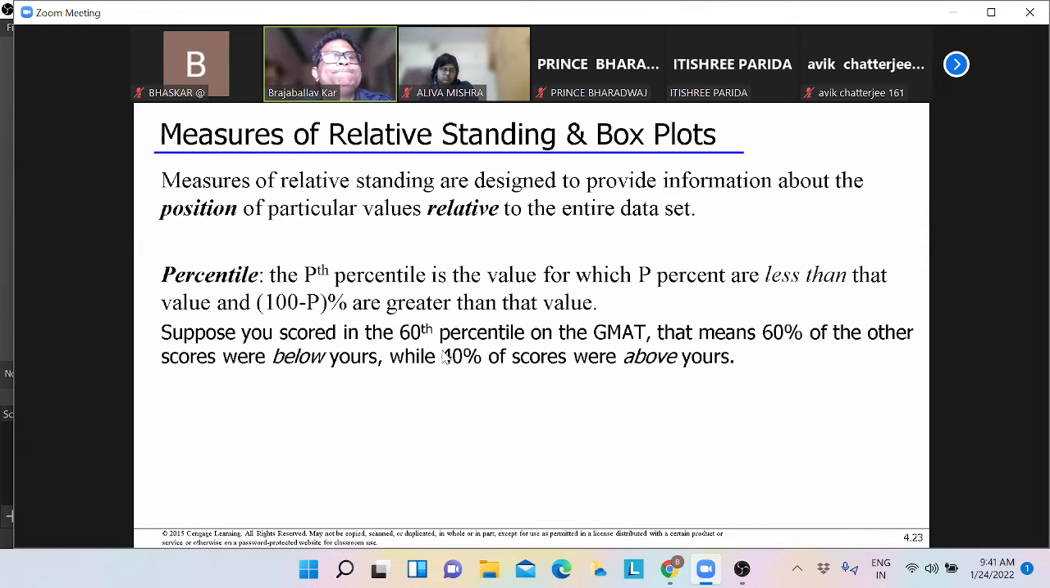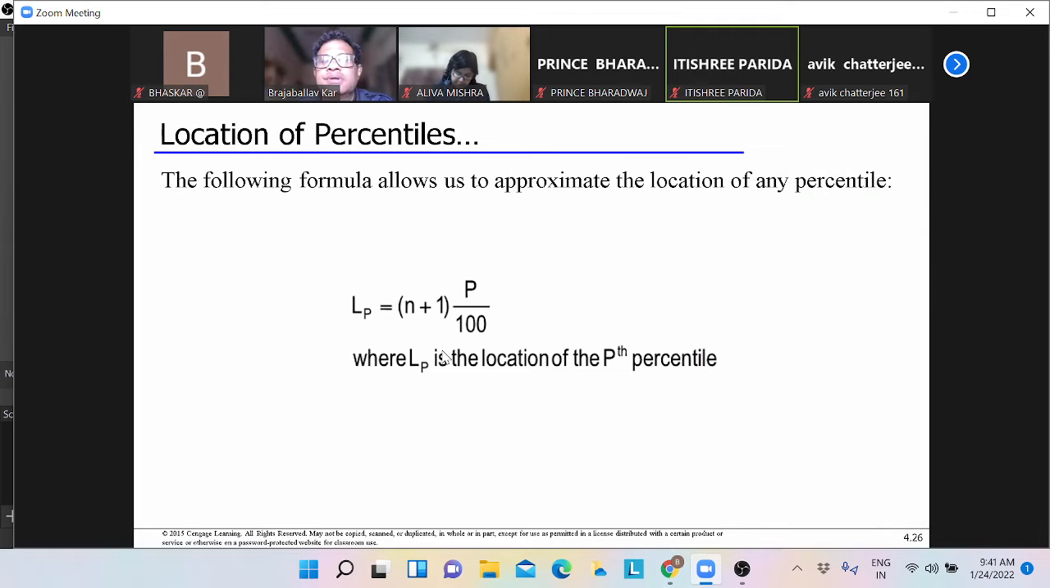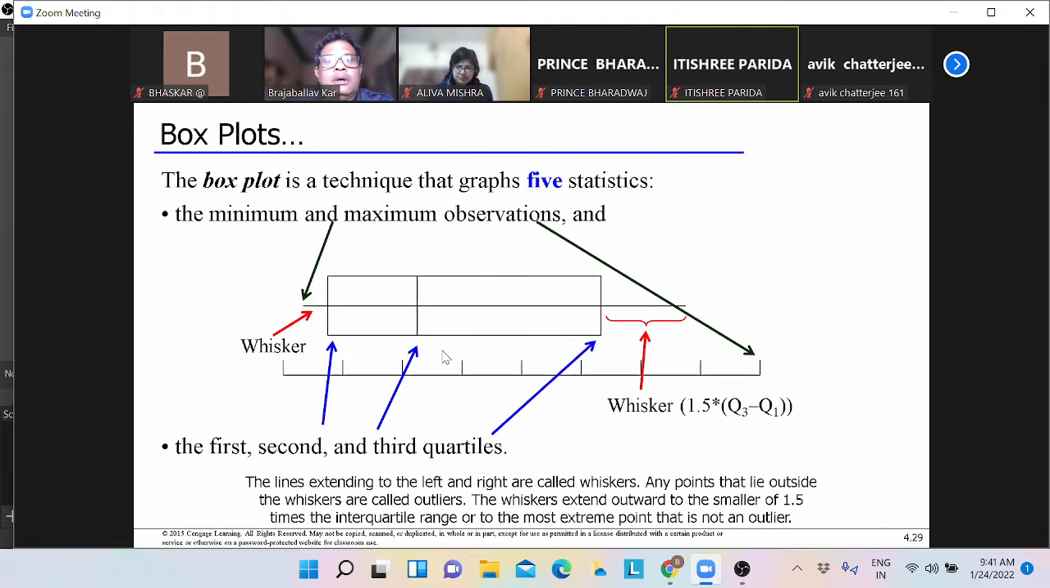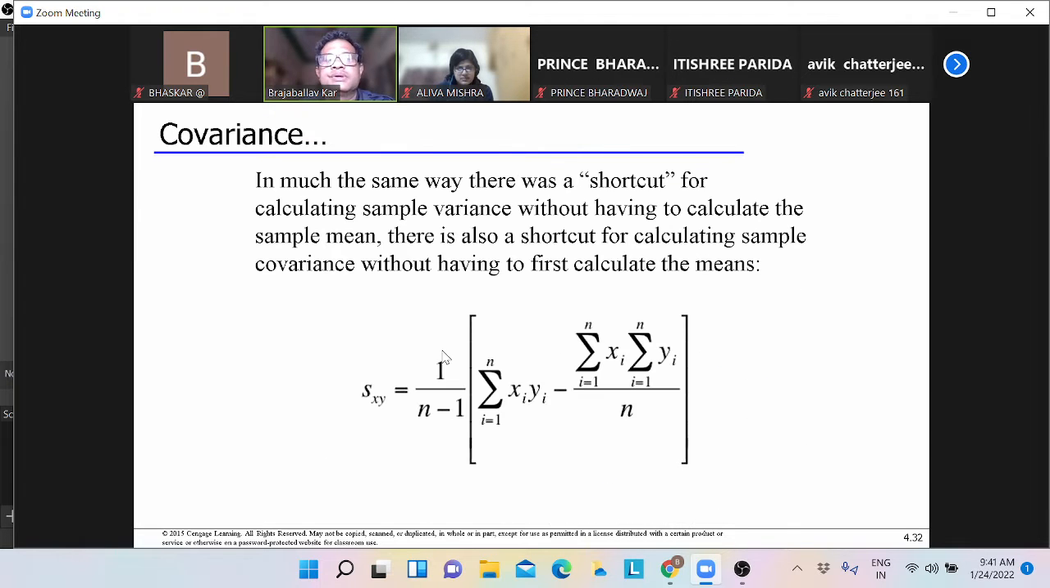Then box plot we discussed. Okay, and this is the whisker, first, second, third quartile. Okay, this is what we have discussed.